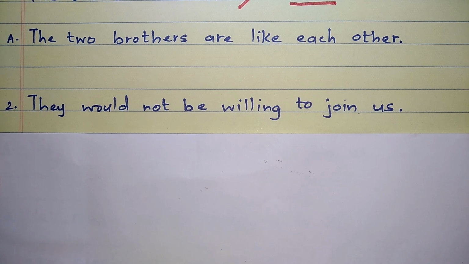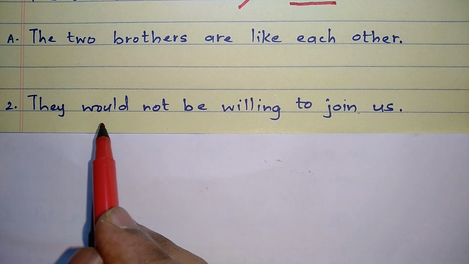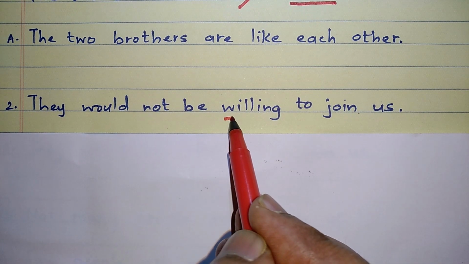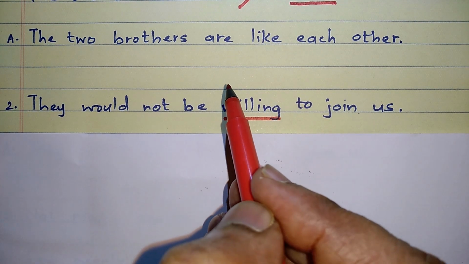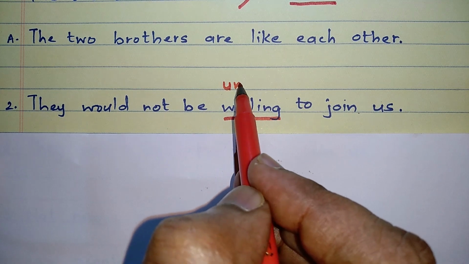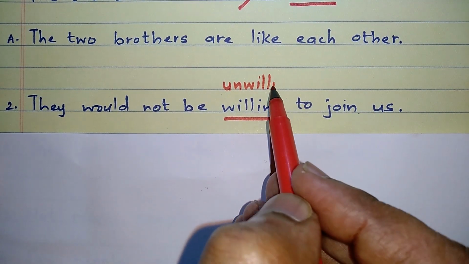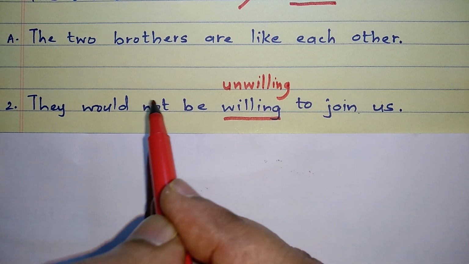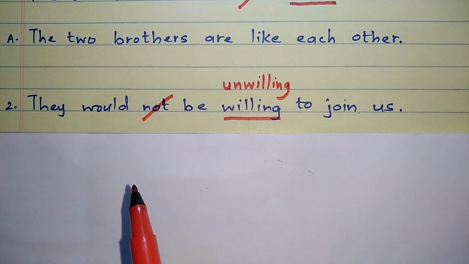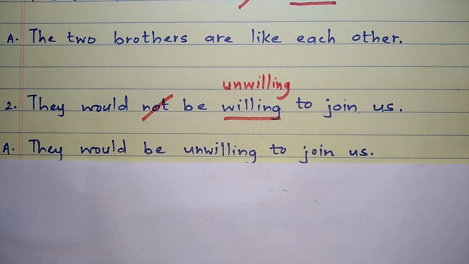They would not be willing to join us. इस sentence में willing keyword है और हम जानते हैं कि willing का antonym unwilling है. So let us use this antonym. We'll remove not the negative word. So our answer is, तो हमारा आंसर है they would be unwilling to join us.